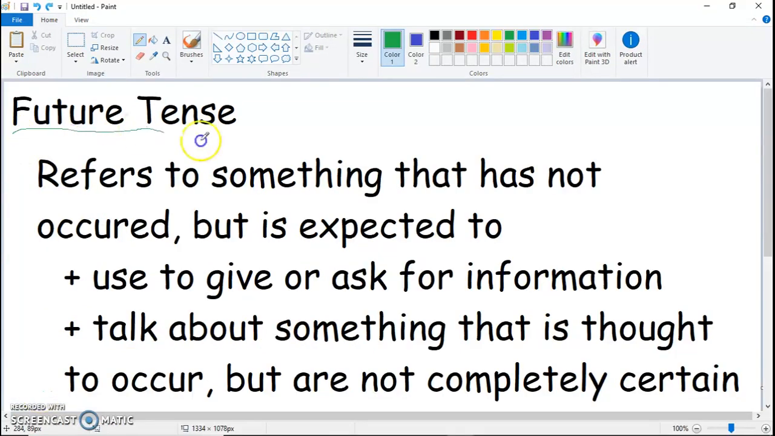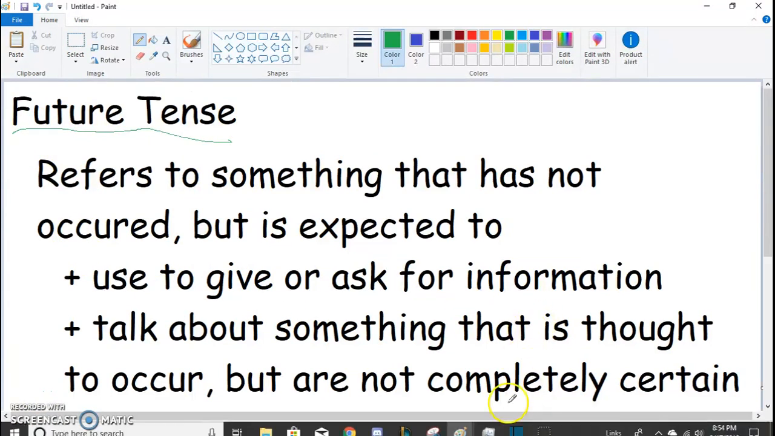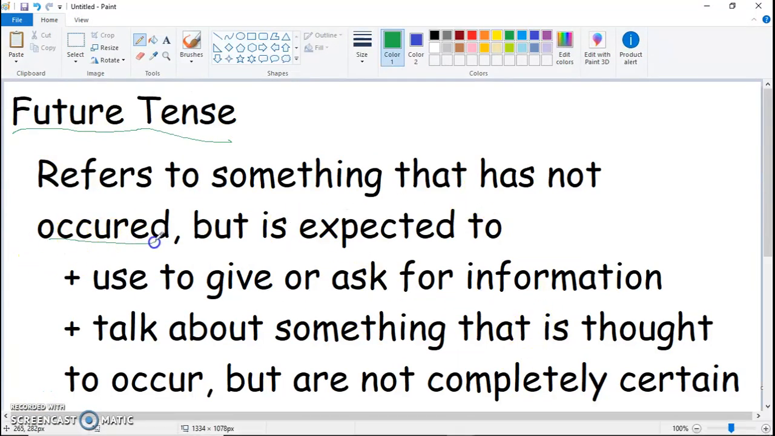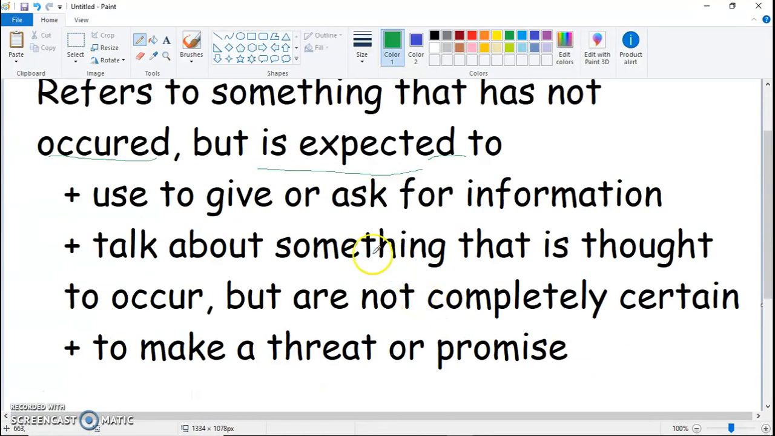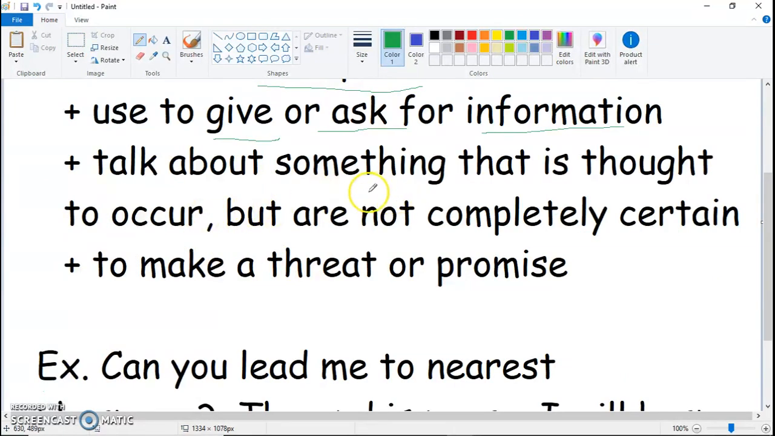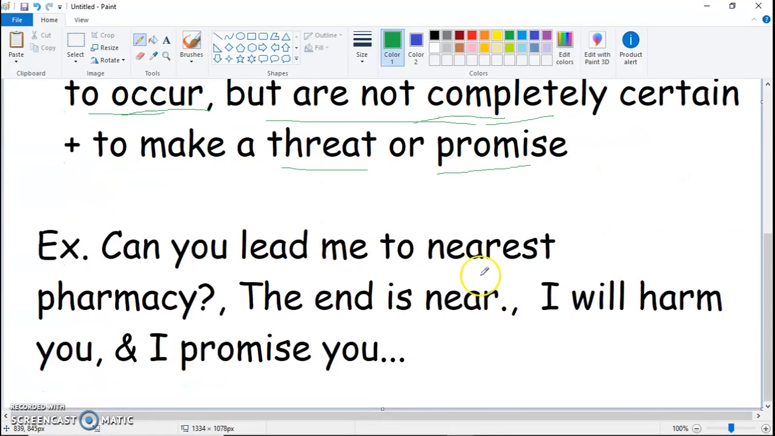So lastly, we have the future tense, and what the future tense does is it tells us that it's going to refer to something that has not occurred yet, but it is expected to happen. So we can use this to give or ask for information. We can use it to talk about something that's thought to happen, but we're not completely sure that it's going to happen yet. Or we can use it to make a threat or a promise.